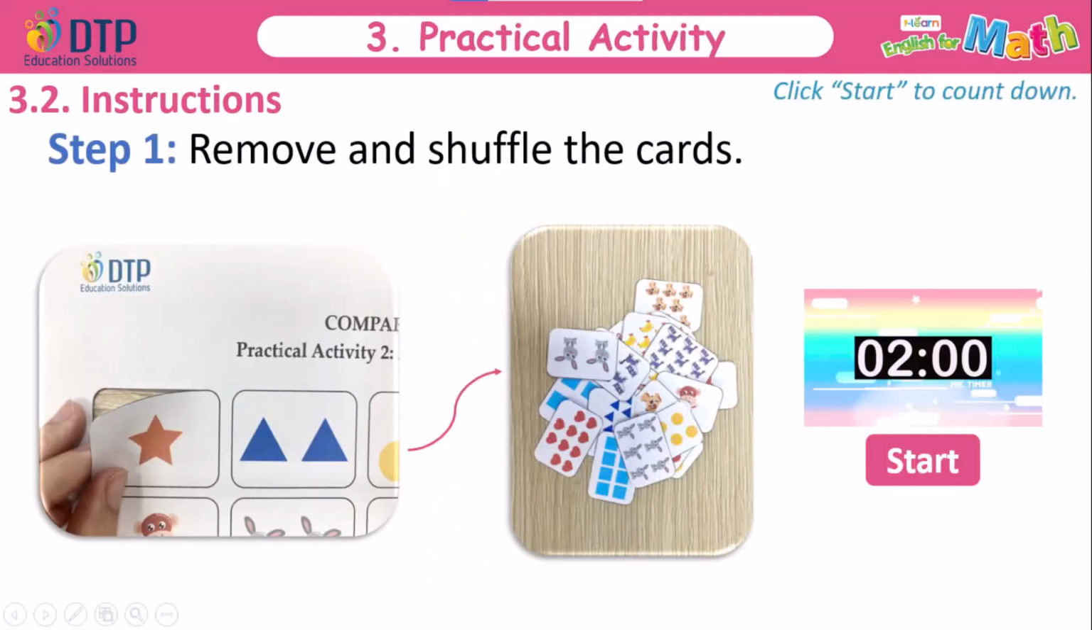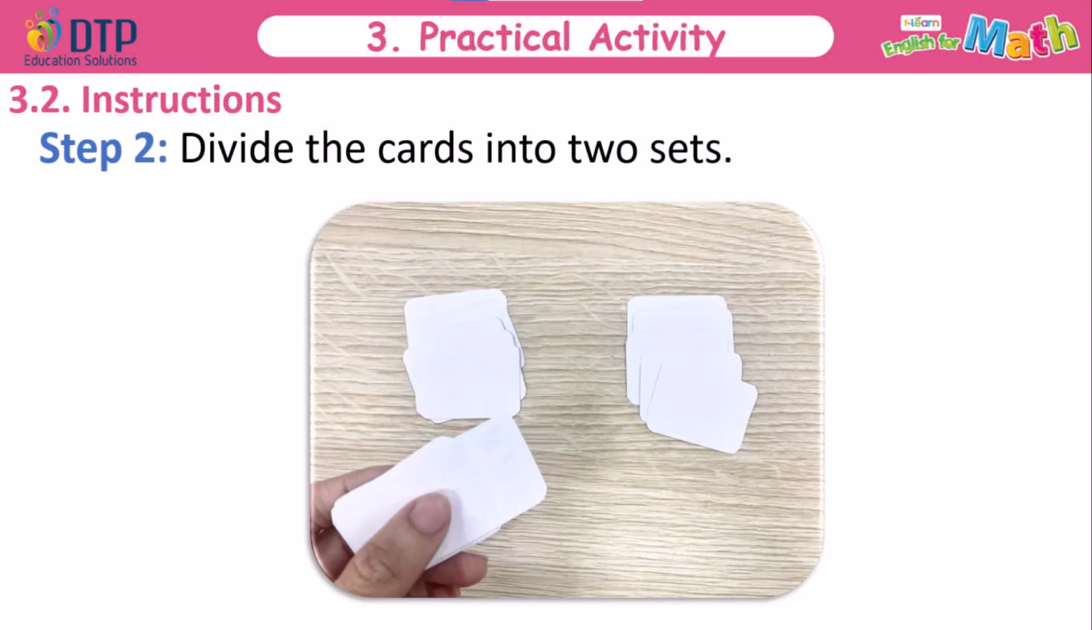For step 1, 2 students will carefully remove the cards from the template and shuffle them. They will have 2 minutes to do this task, and you can click on Start to count down. Then, the students will divide the cards into 2 sets of 10 cards, with 1 set for each student.